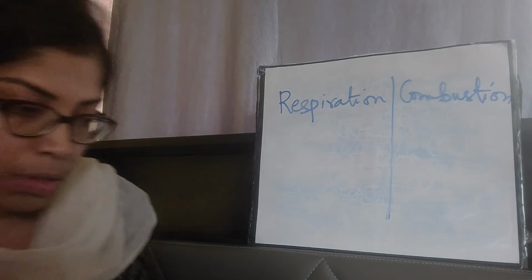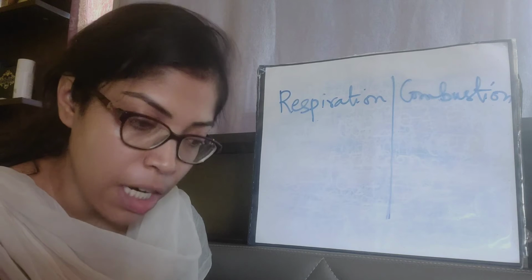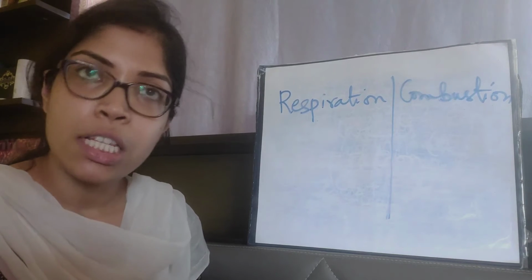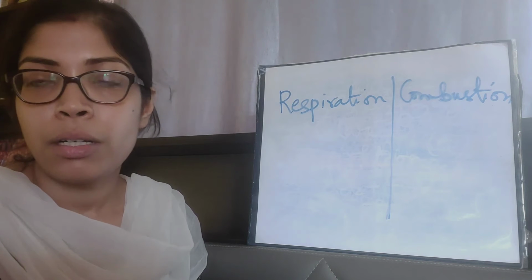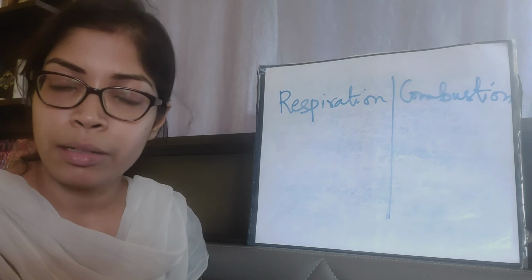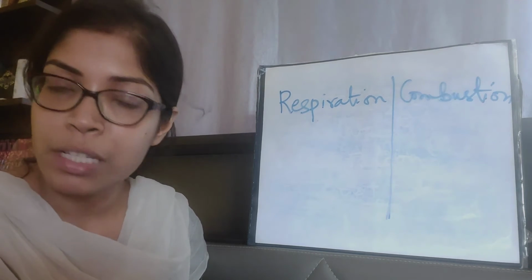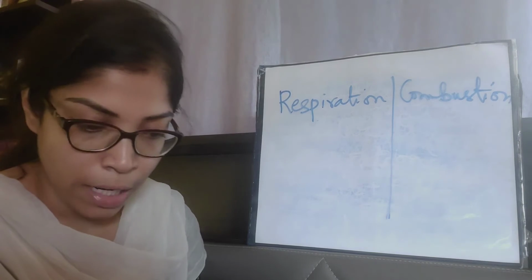Respiration and combustion. What happens when we burn a piece of wood? When we burn a piece of wood, heat and light are produced. Suppose we are burning wood. What will happen? The fire we are burning will obviously be there, and the fire will produce heat and also light.